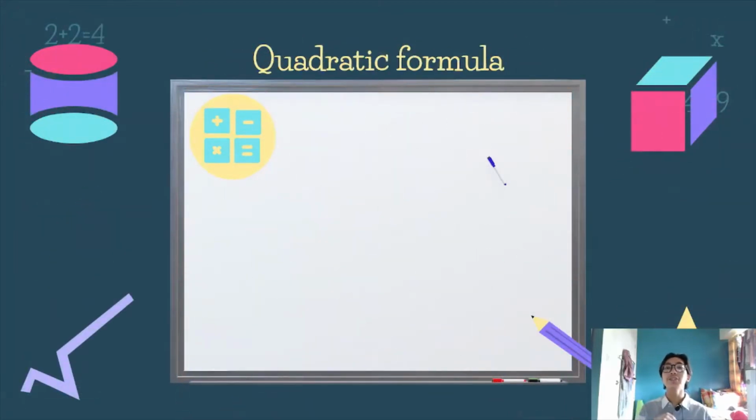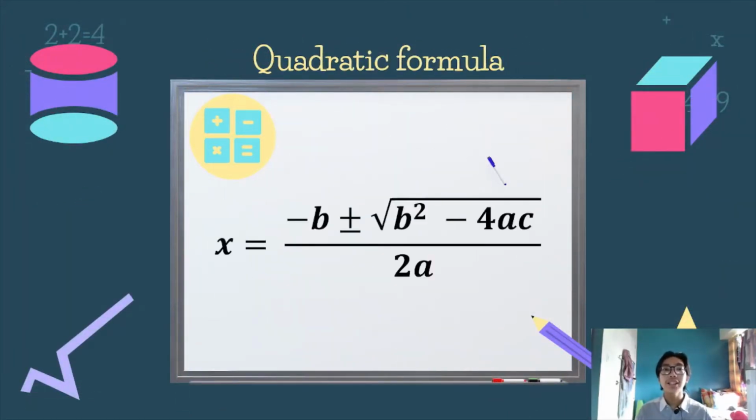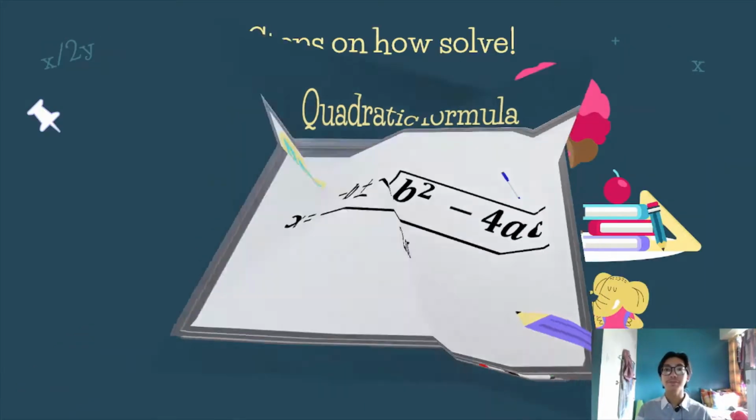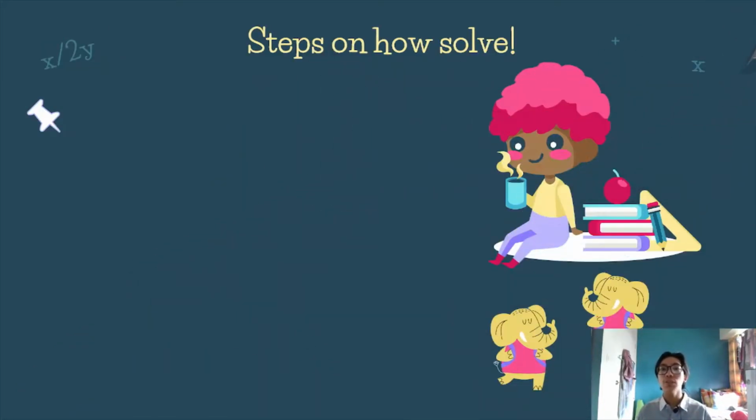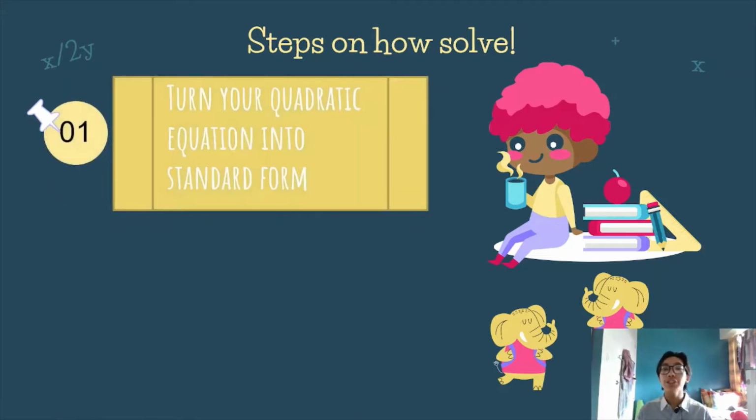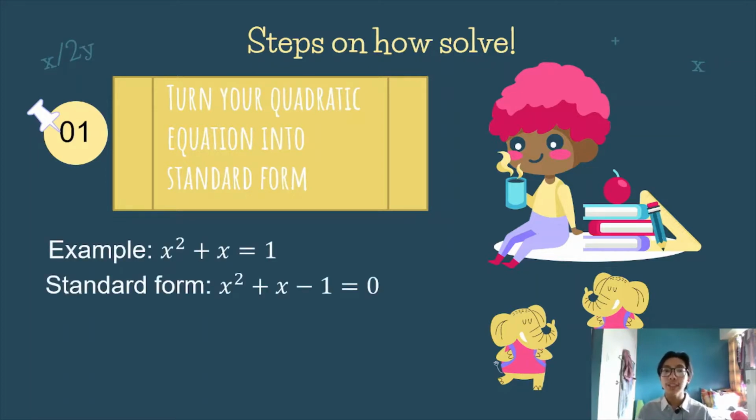Now, this is the quadratic formula. It is read as x is equal to negative b, plus or minus the square root of b squared minus 4ac, all over 2a. Now, these are the steps on how to solve a quadratic equation using our formula. Number 1 is to turn your quadratic equation into standard form. Let's see the given example. We have the standard form of this example, which is x squared plus x minus 1 is equal to 0.